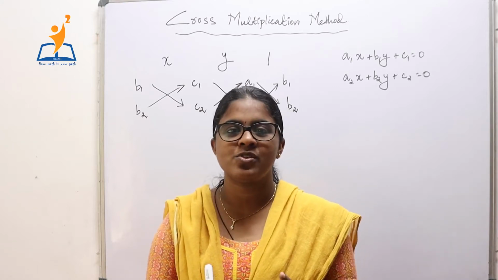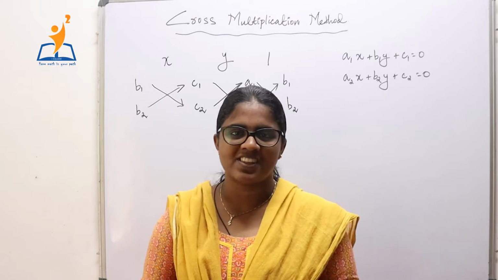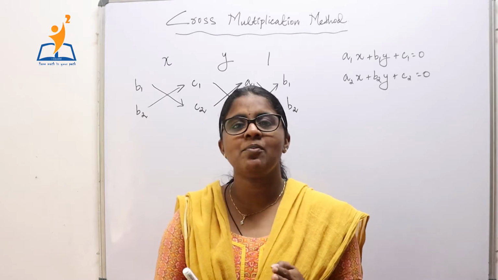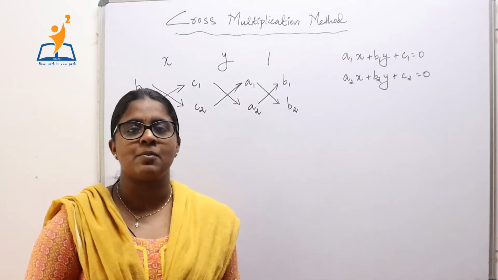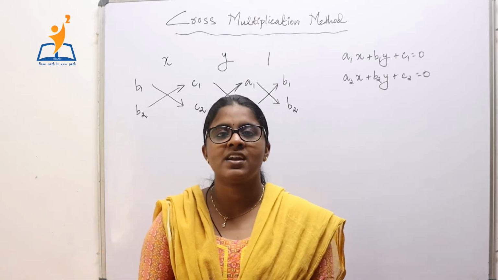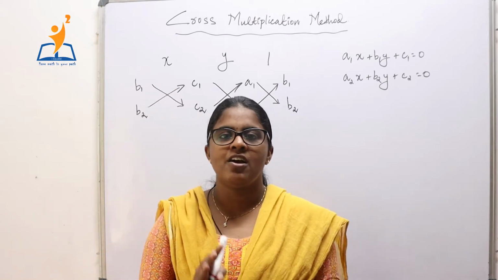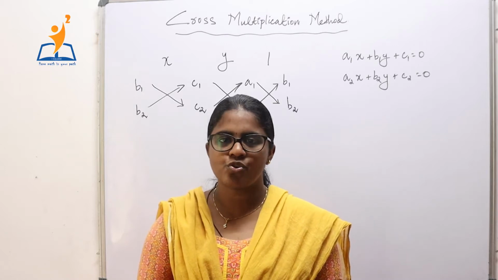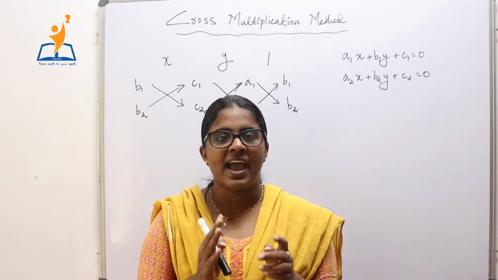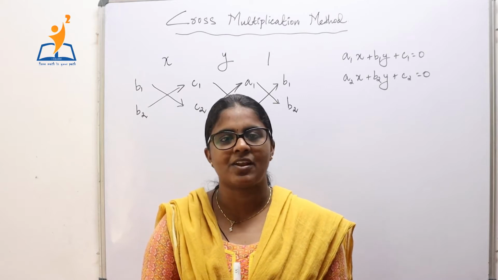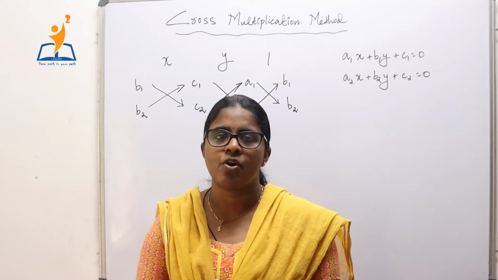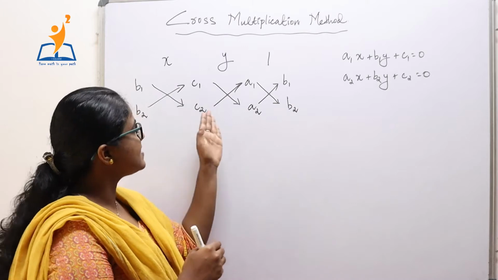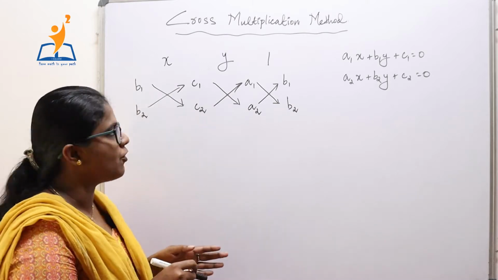Today we are going to learn a new algebraic method to solve a pair of linear equations in two variables, and the name of the method is the cross multiplication method. In this method we have a specific formula for finding x and y from a pair of linear equations in two variables. I will give an aid to memorize that formula, and the derivation of the formula is out of scope of your exams. So consider this aid to memorize this particular formula.